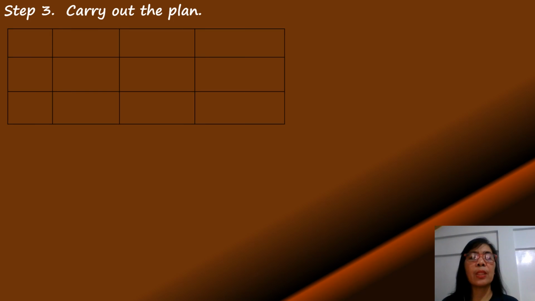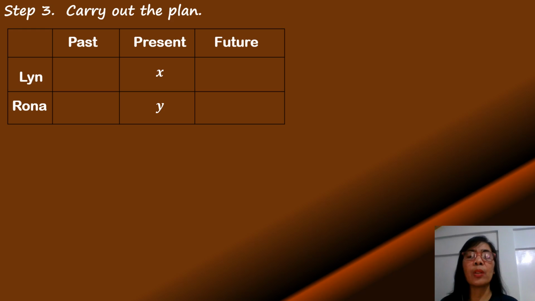We now carry out the plan, so we construct the table of ages showing Lynn and Rona and their past, present, and future ages. We have used x to represent the present age of Lynn and y as the present age of Rona. Again, in the problem, there is no mention of how many years in the past or in the future their ages are being compared. So we make use of the given conditions.